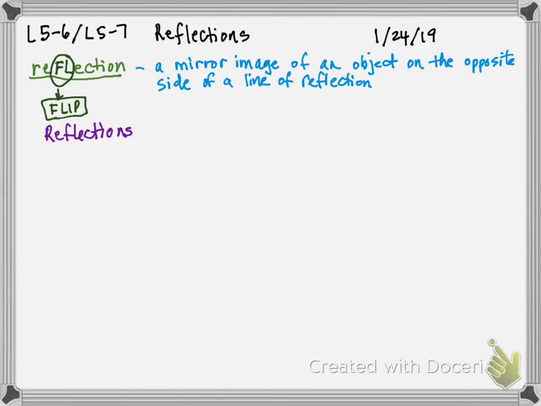So for the next probably 2 screens, we're going to just focus in on reflections over the x-axis. And so the x-axis is going to be our line of reflection. So it's kind of like that line passing through 0 is that horizontal line.